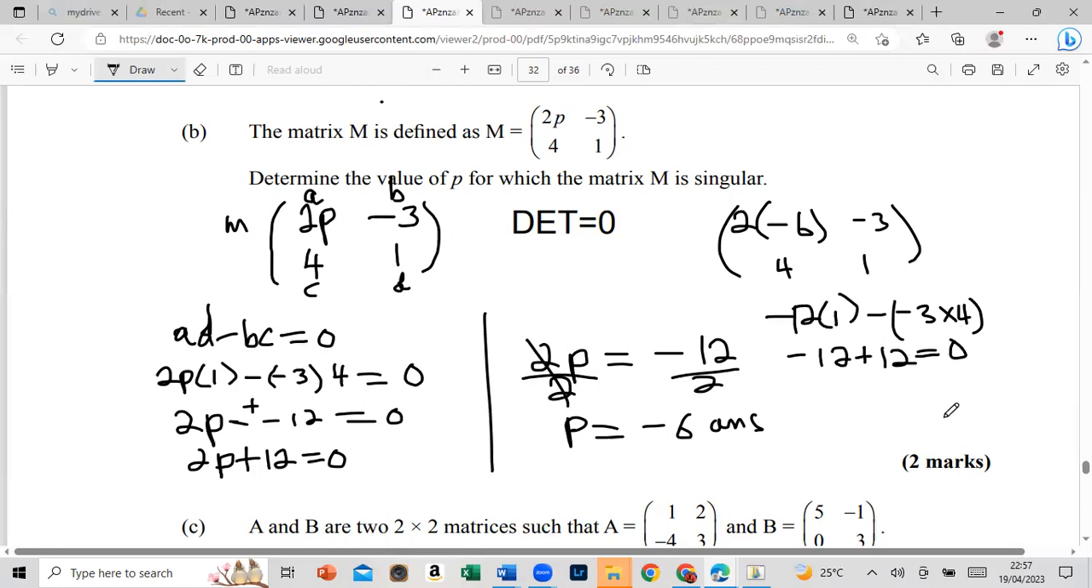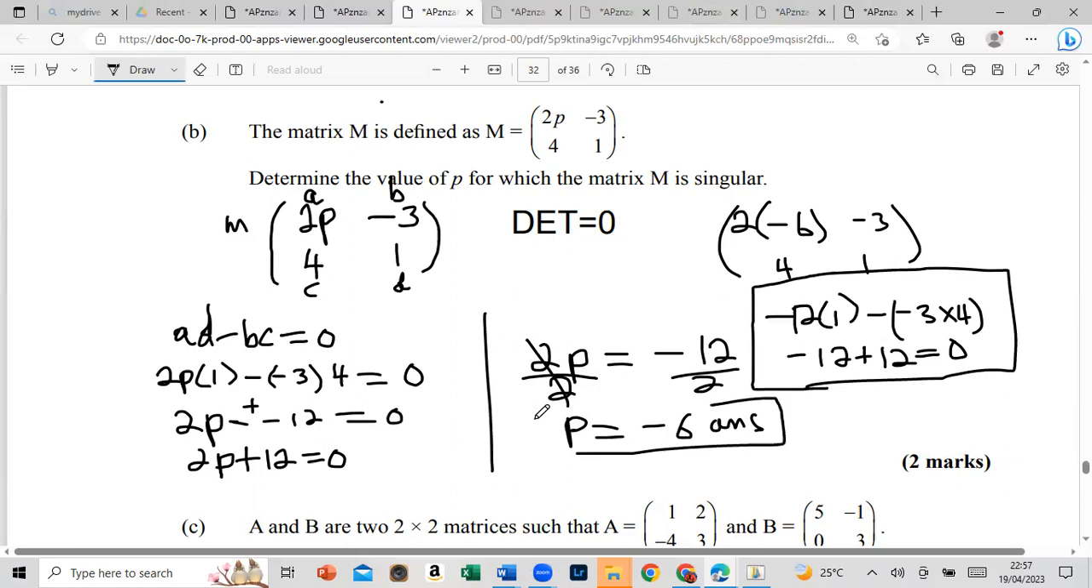Alright, so it worked out to 0, so that means it is a singular matrix, and this will be our answer. P equal to negative 6 would be the correct answer.